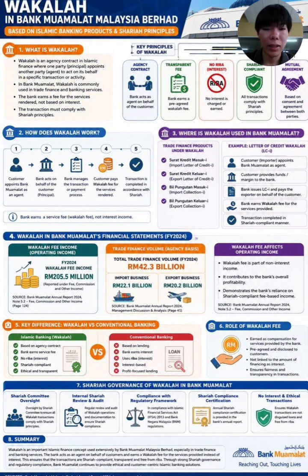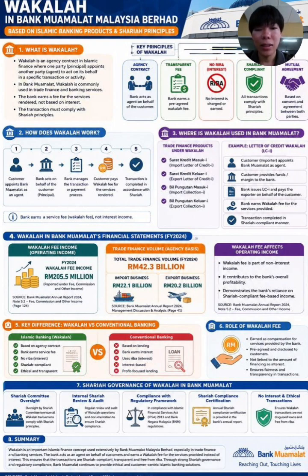On the right side, you can see conventional banking. It is based on lending money. In this system, the bank earns interest from loans. The whole system is interest-based and profit-focused, which is not allowed under Sharia principles. So, the main difference is that Islamic banking earns a fee for service, while conventional banking earns interest from lending.